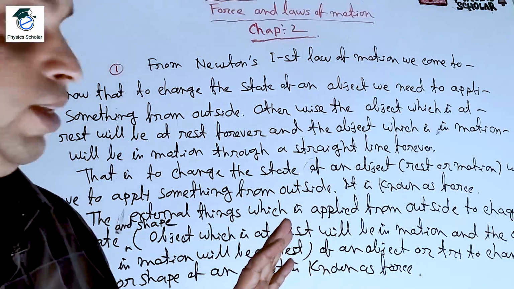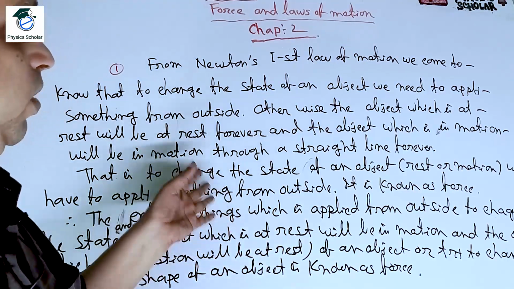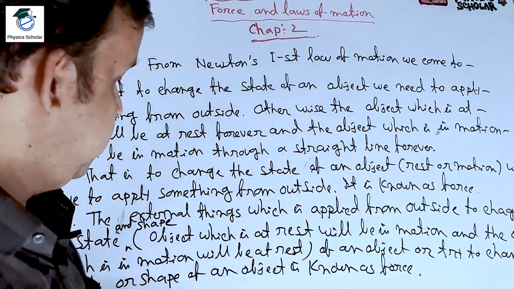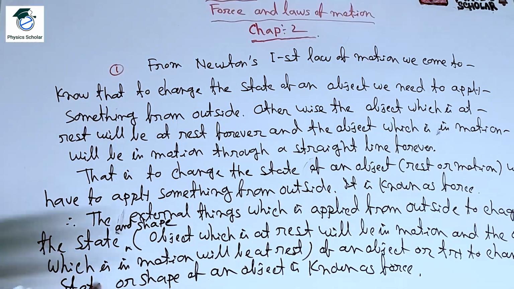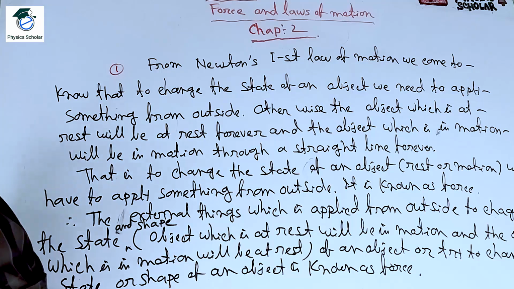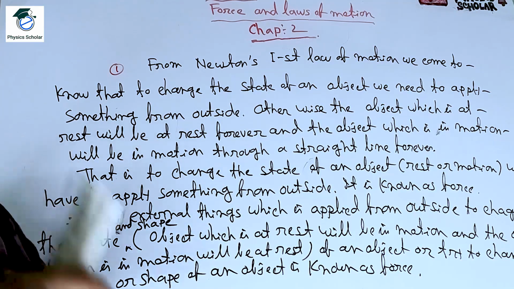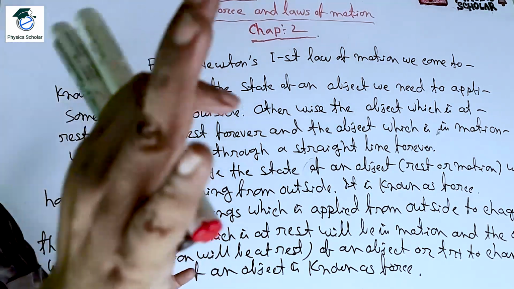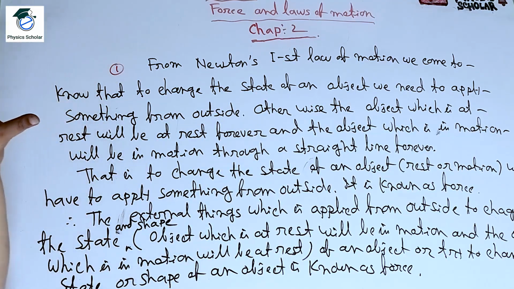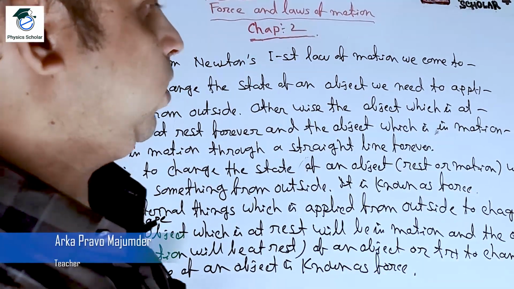So the first law says that if we don't apply something from outside, then the body which is at rest will be at rest, which is in motion will be in motion forever, clear. So that means what? To change the state of the object, we have to apply something from outside. That external thing which we are applying from outside is nothing but the force. So that is the definition of force, clear, from Newton's first law. Clear to all of you? So I hope you have understood this, clear.